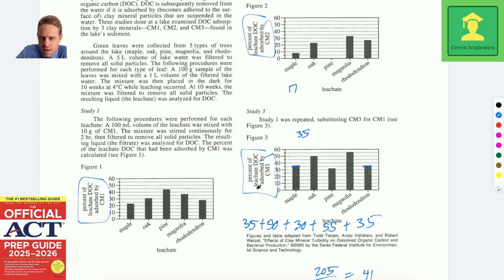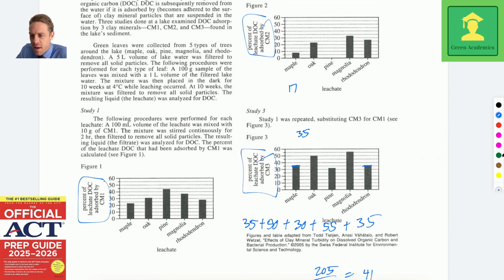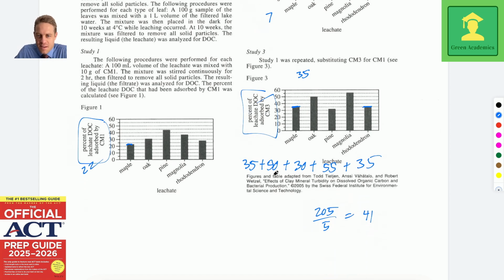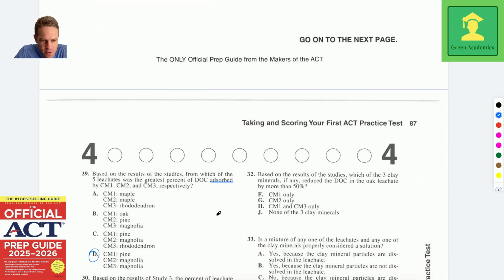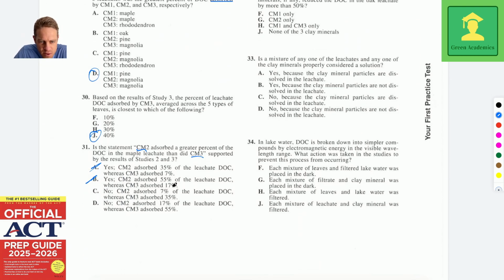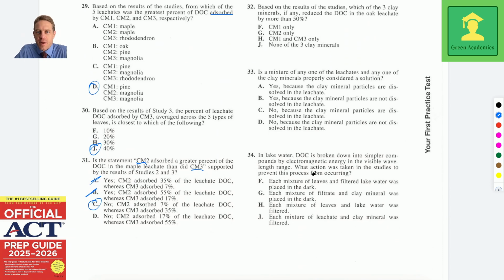I said it wrong again. Sorry, I'm embarrassed. It's designed to deceive you. Wait, this one is a 22. This one is a 7, right? It's below 10. So CM2 is a 7, and the other one is a 35. CM2 absorbs 7, the other is 35. Yeah, okay.